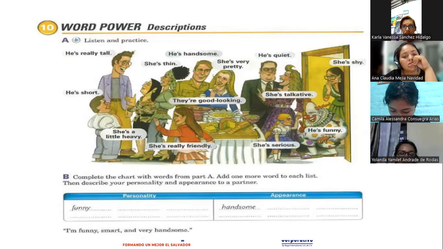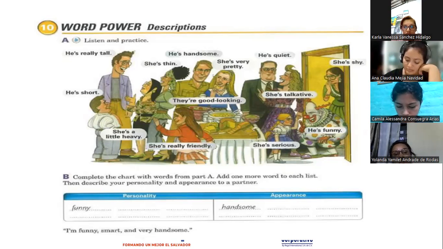Vamos a ir cada una leyendo. Ahí dice, he's really tall. Él es realmente alto. Y luego dice, he's short. Que sería lo opuesto, the opposite. El de abajo es he's short, que significa que él es bajo, pequeño, refiriéndose a estatura. Entonces, tenemos ahí, he's really short.